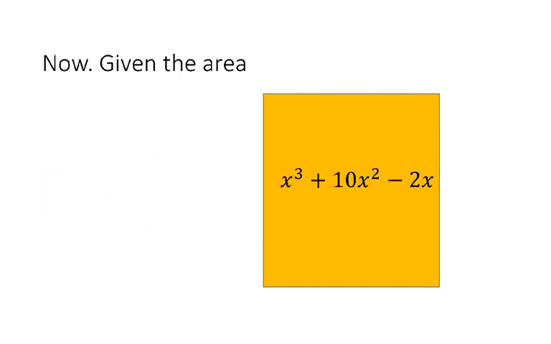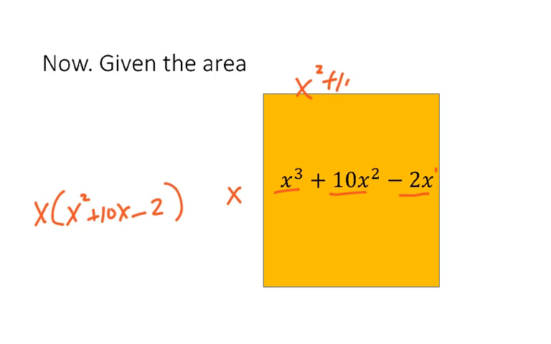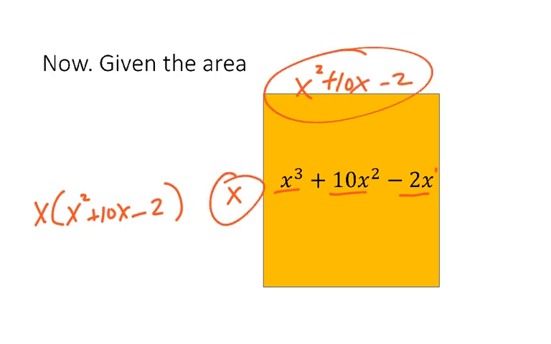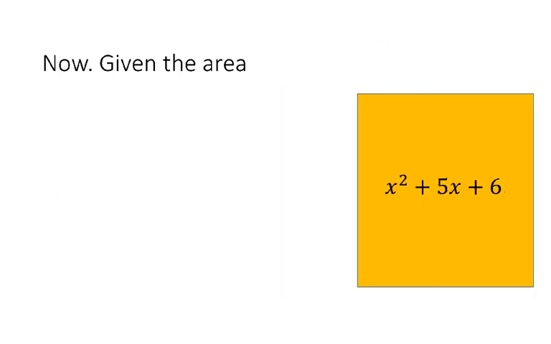Given this one, again, anything can work here. So I'm going to make this side x because I see that each of them have an x, and specifically an x to the first. And so then I'm like, x times something, we'll get back there, and that something is x squared plus 10x minus 2. So that means that the other side has to be. And a really good check here is to see, do your factors, when we multiply them back out, get the area? Again, going back to that concept.